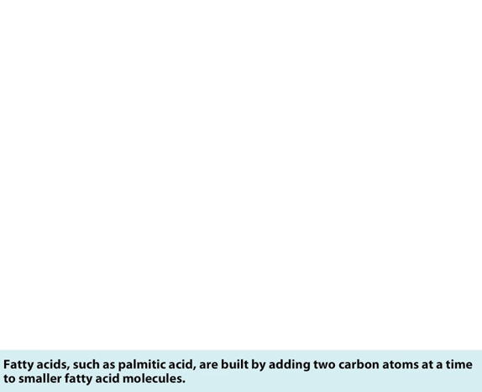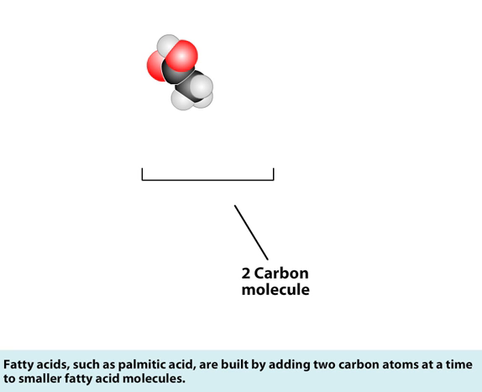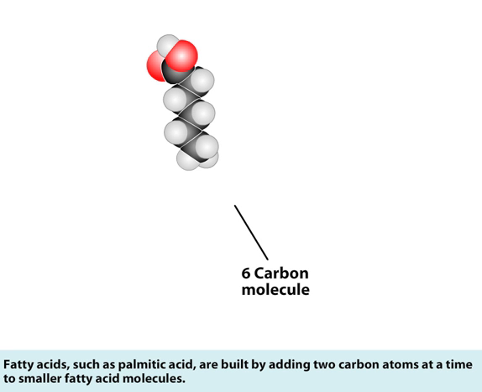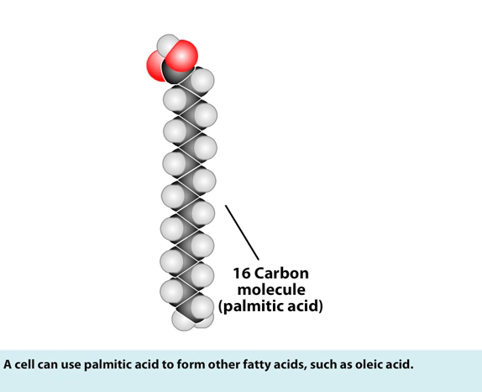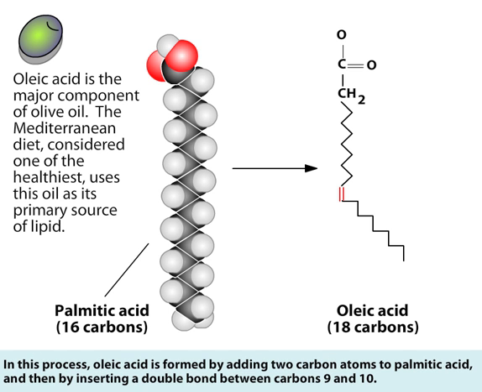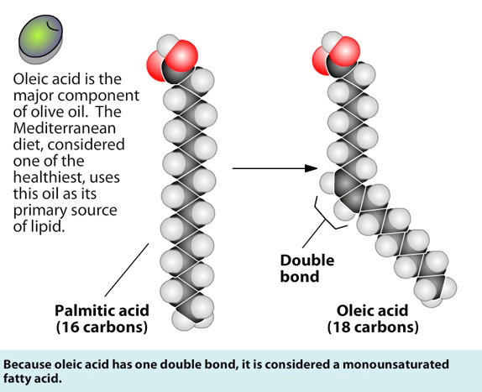Fatty acids, such as palmitic acid, are built by adding 2 carbon atoms at a time to smaller fatty acid molecules. A cell can use palmitic acid to form other fatty acids, such as oleic acid. In this process, oleic acid is formed by adding 2 carbon atoms to palmitic acid, and then by inserting a double bond between carbons 9 and 10. Because oleic acid has 1 double bond, it's considered a monounsaturated fatty acid.